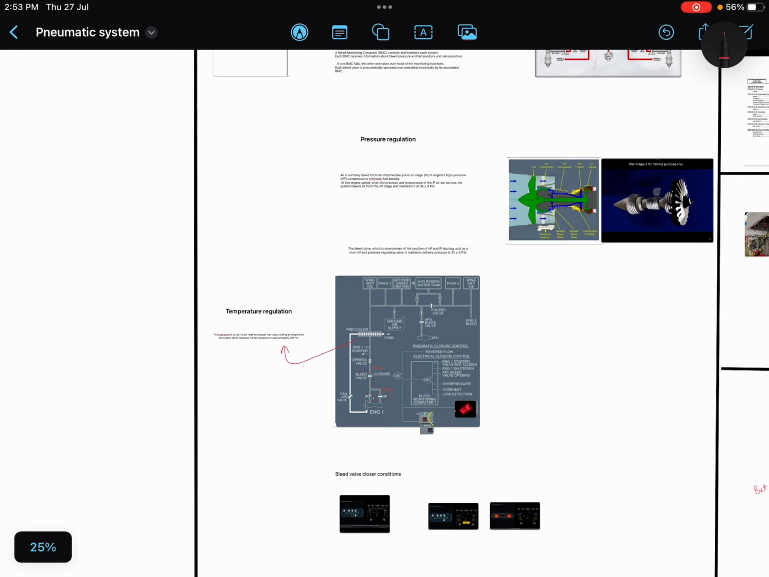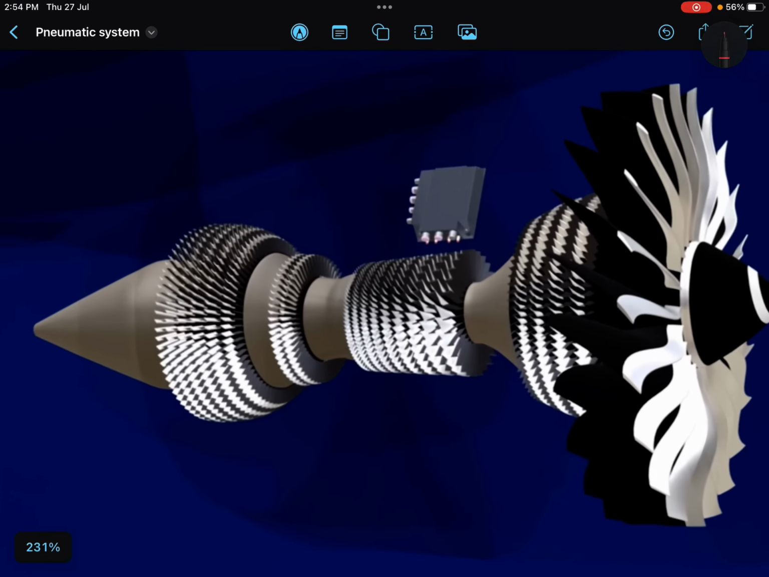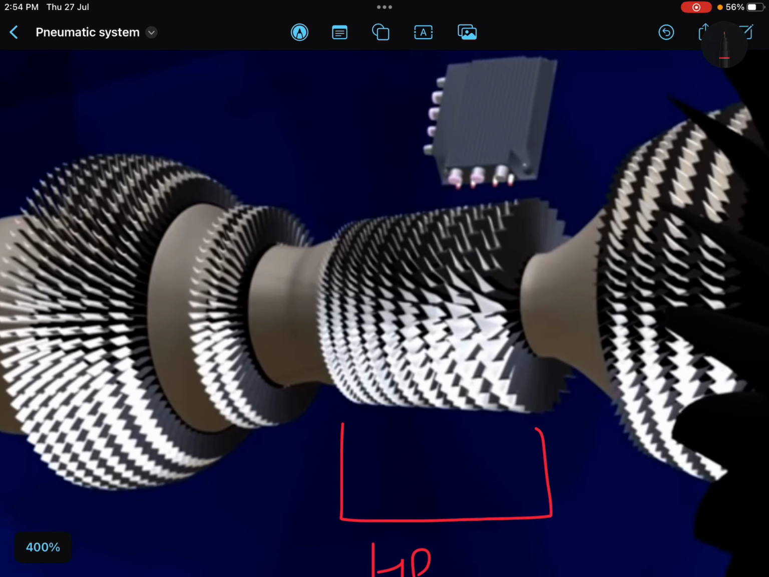Now comes the pressure regulation. How the pressure regulation takes place. Air is normally taken from the intermediate stage of high pressure compressor. This is high pressure compressor, and these are the intermediate stages, IP stages. Air is taken from the intermediate stages to minimize the fuel penalty.